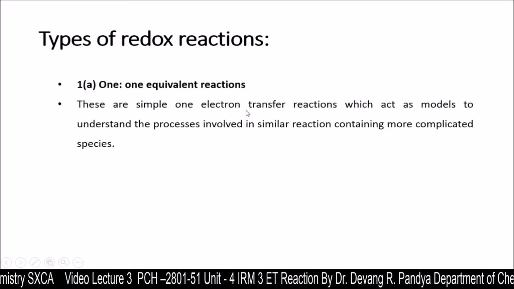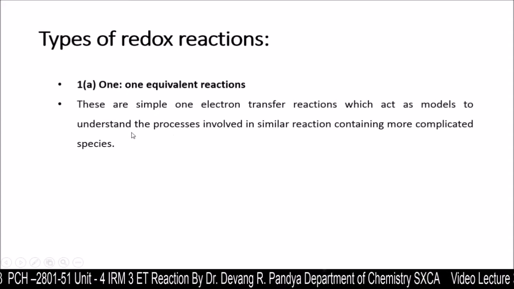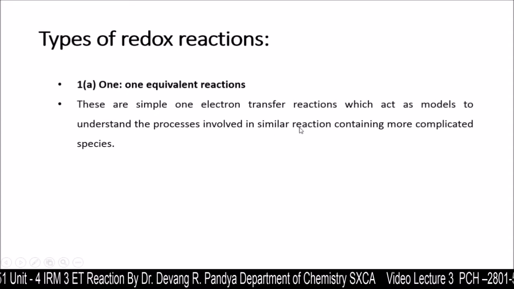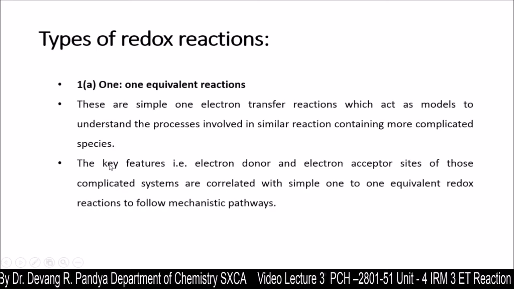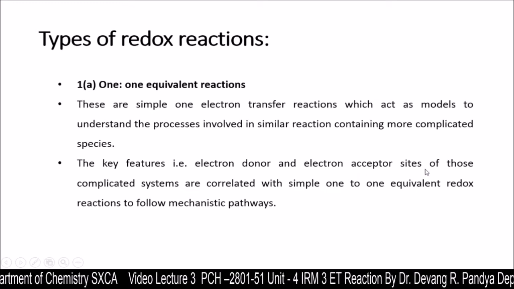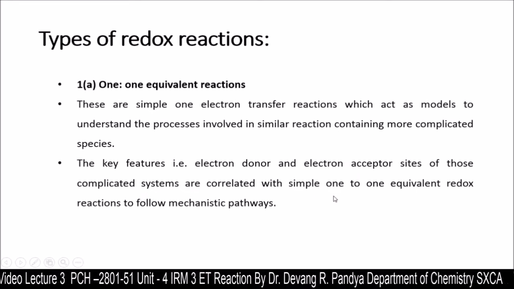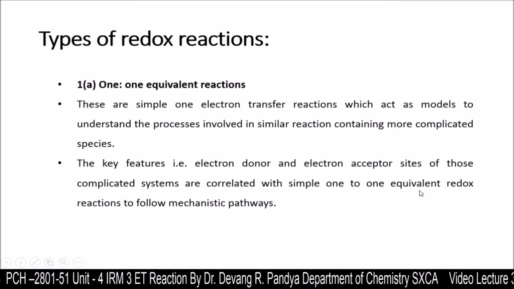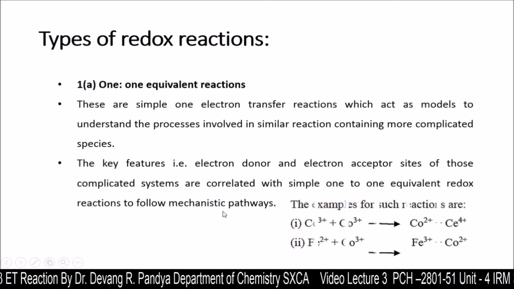It includes one electron transfer reactions which act as models to understand the processes involved in similar reactions containing more complicated species. The key features for this are the electron donor and electron acceptor sites of those complicated systems, which are correlated with simple one-to-one equivalent redox reactions to follow mechanistic pathways.